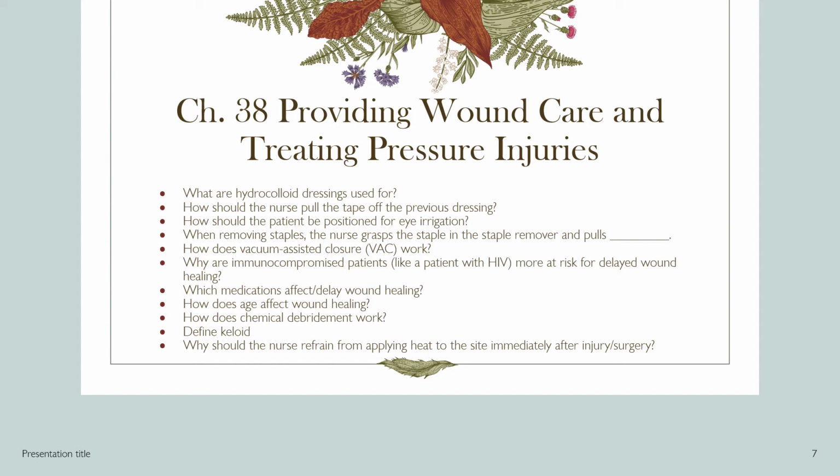Why are immunocompromised patients, like a patient with HIV, more at risk for delayed wound healing? Well, it's because their immune system is compromised, which builds all of our wound healing. And we can see more about this on page 780. Patients who are immunocompromised with poorly functioning immune systems will have delayed wound healing due to their fibroblast function, collagen synthesis, and phagocytosis being affected.